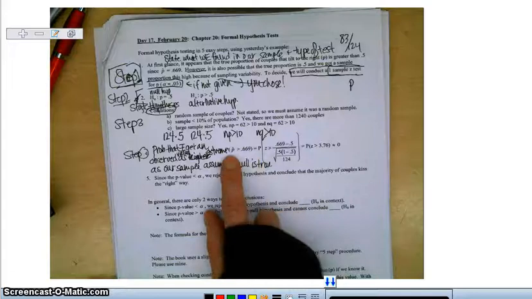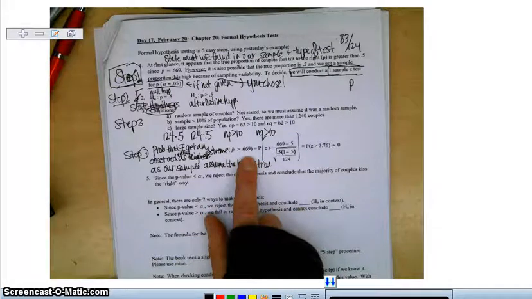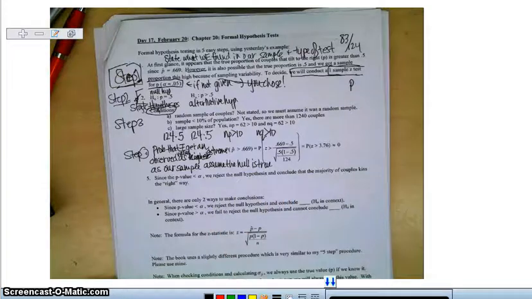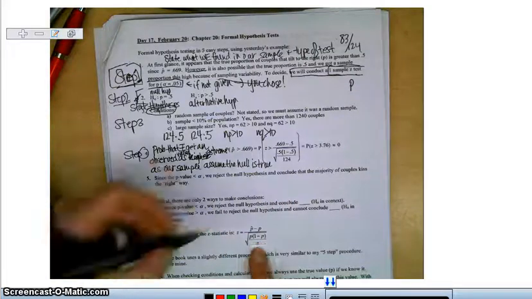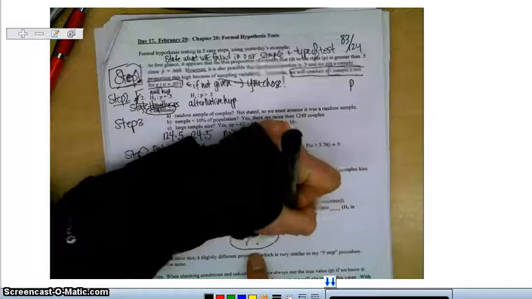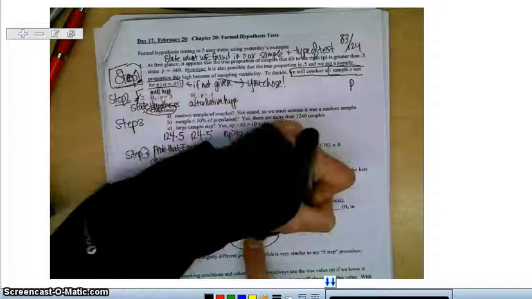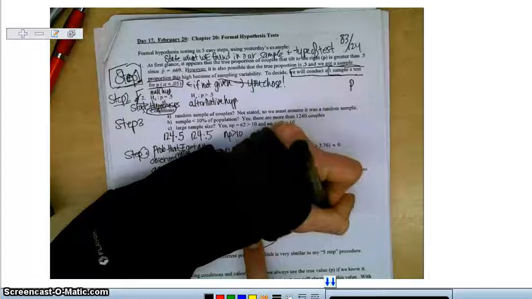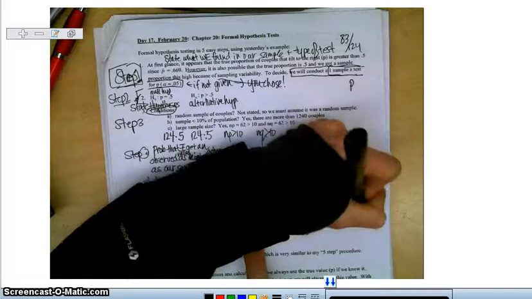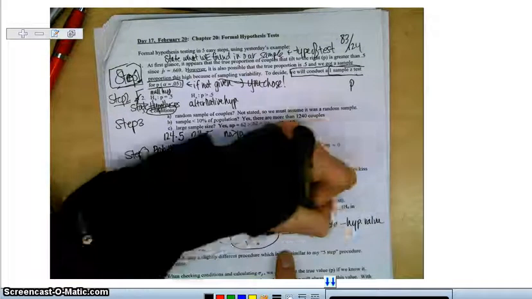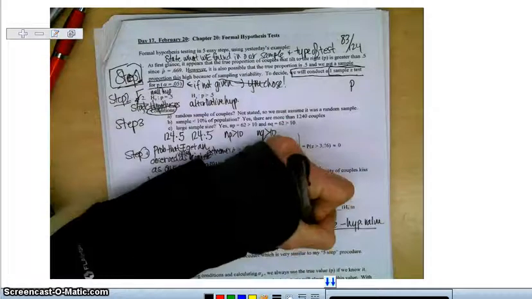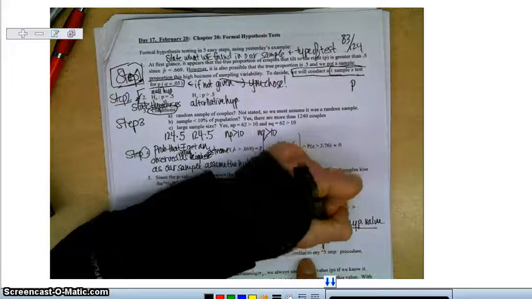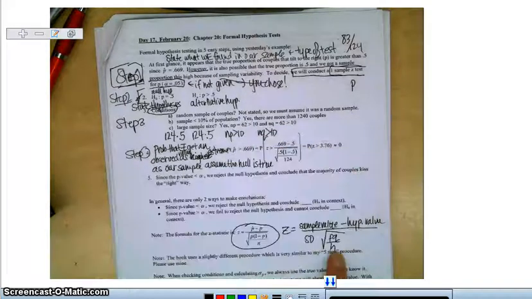So then we are going to change our p hat into a z-score. So that formula is actually right down here. The formula for the z statistic: z is equal to p hat, my sample value, minus the hypothesized value, so the sample value minus the hypothesized value, over the standard deviation of p, which is the square root of pq over n. 1 minus p is q.